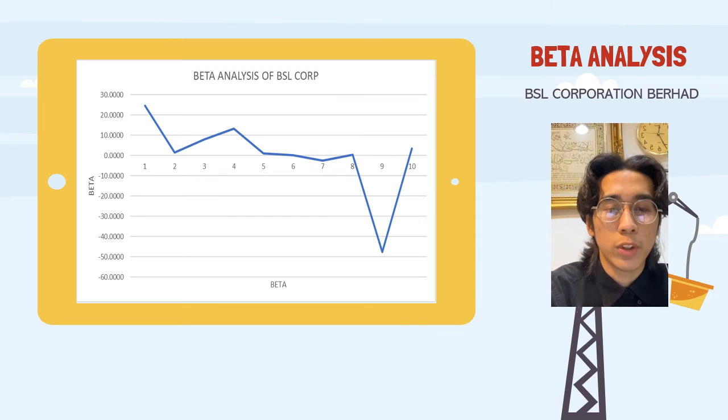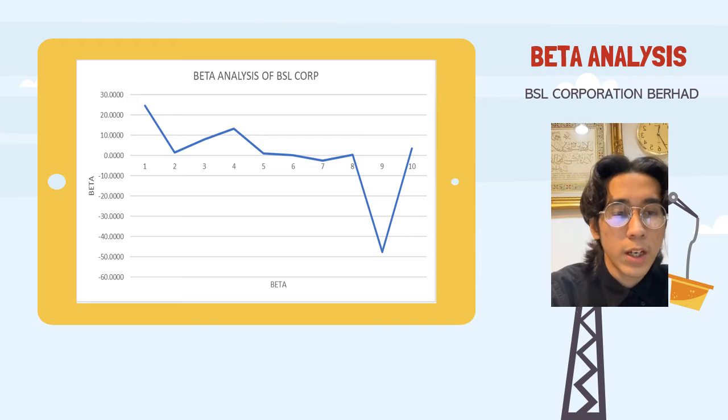Now we move to the beta analysis for BSL Corporation Berhad. The graph above shows the beta analysis data for BSL Corporation Berhad for the period of ten months, starting January until October 2021. Based on my analysis, it can be seen that at the beginning of January the position is at a positive point, 24.6919, which is greater than the 1 level. This indicates the price of the security is theoretically more volatile than the market.